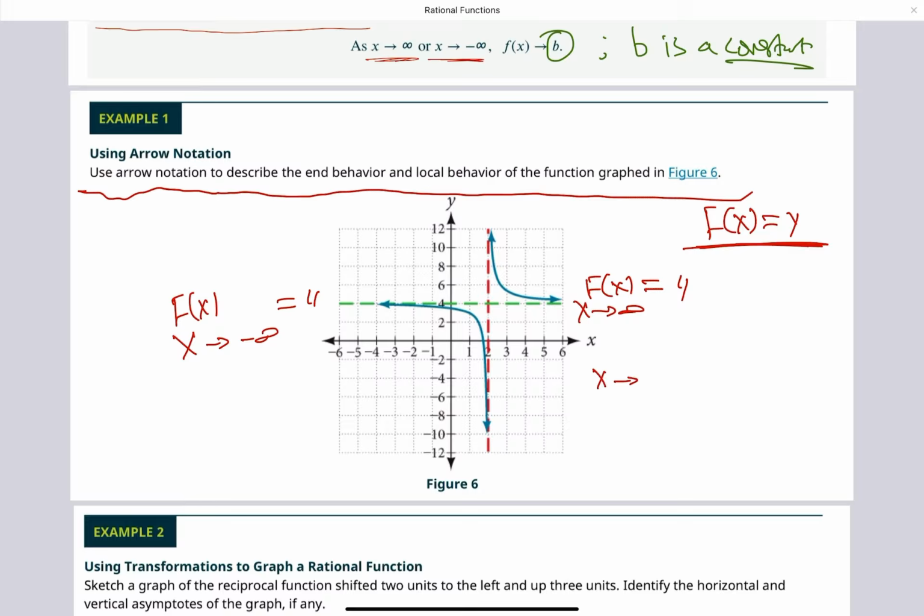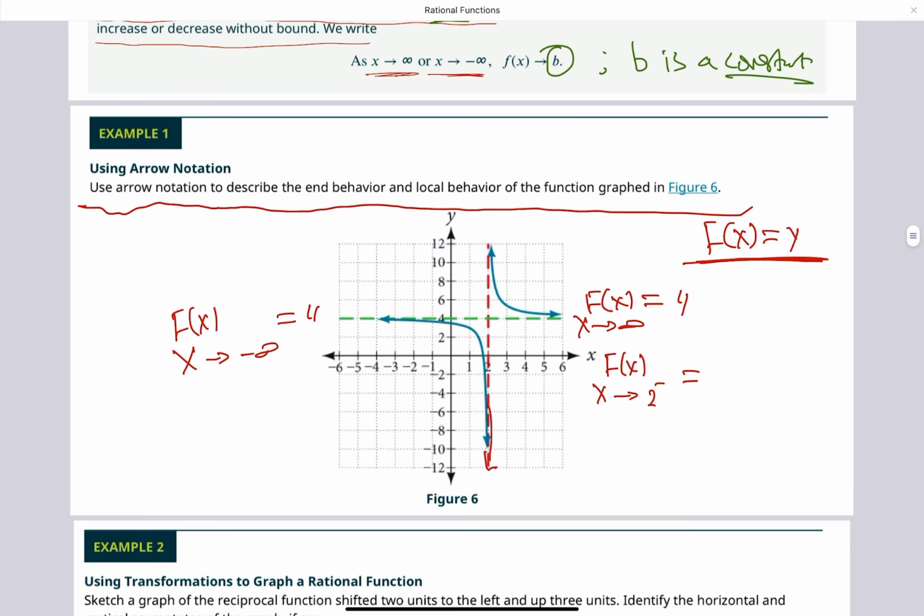Now, as x approaches 2 from the left side, why did I write down 2 to the negative? Okay, f of x. What is f of x equal to? What is the y value? The y value tends to negative infinity. Now, as x approaches 2 from the right side, where is f of x at? It's at infinity. And that is it. It's that simple.